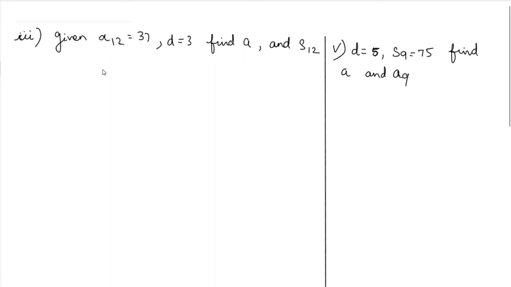How will we find A12? We can write A12 as A plus 11D. You all know that An is equal to A plus n minus 1 into D. So A12 is equal to A plus 12 minus 1, that is 11D. So A12 is equal to A plus 11D.